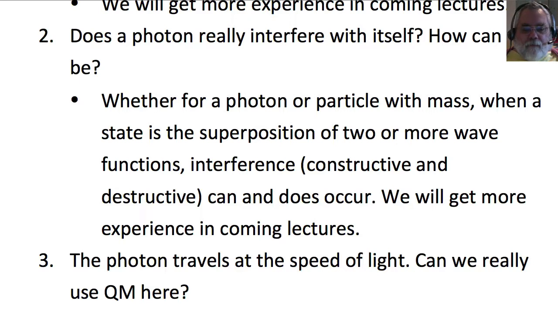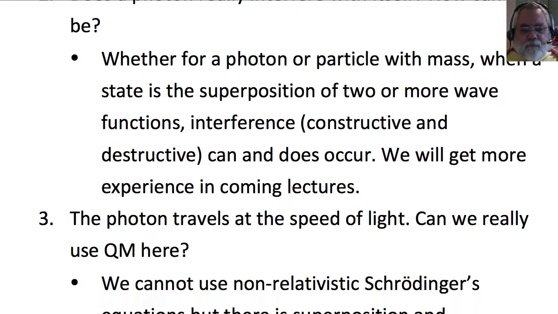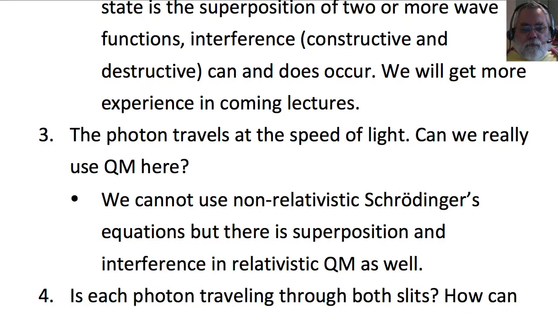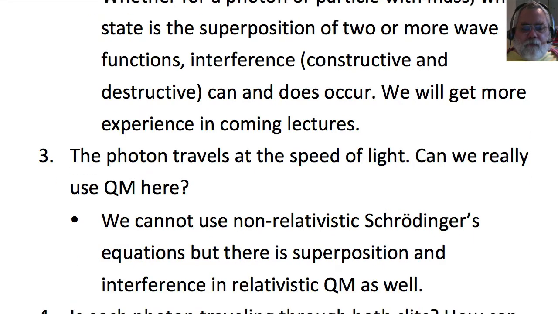The photon travels at the speed of light. Can we really use quantum mechanics here? Well, we can't use non-relativistic Schrödinger's equations for the path of a photon that travels at the speed of light, but there is superposition and interference in relativistic quantum mechanics as well, and the results that I'm presenting here are true.